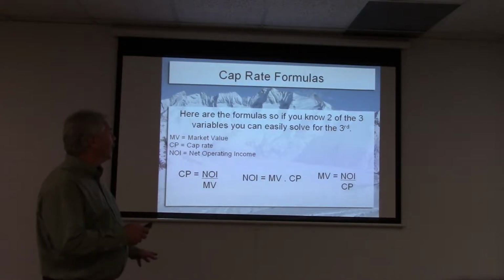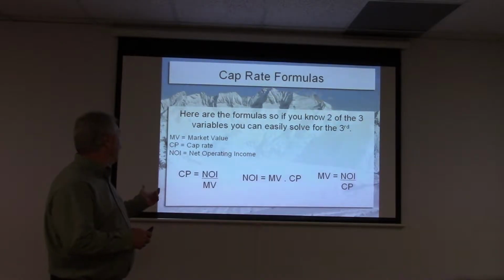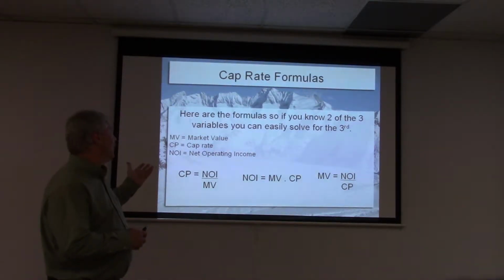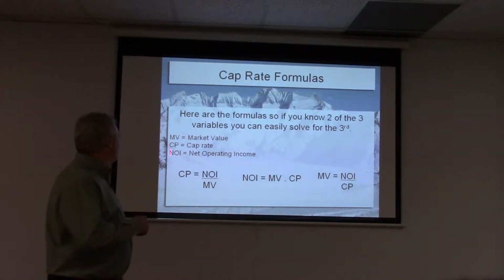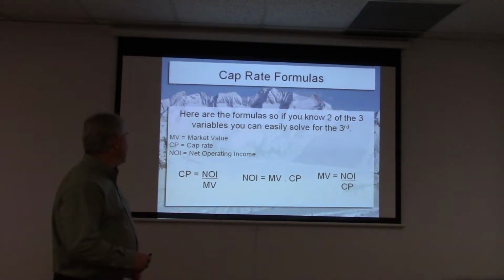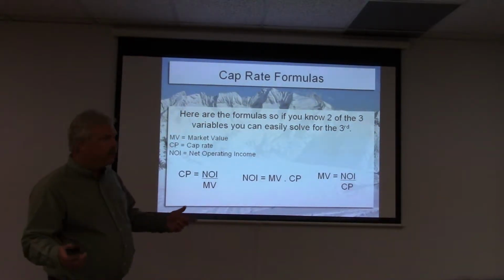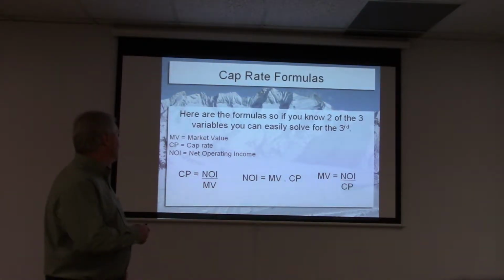And the cap rate, here are the formulas, and there's three of them because it's three variables that go into figuring out what the cap rate is, or if you want to determine a market value if you're selling a property, and what the net operating income should be, if you know the other two. So MV is market value, CP is the cap rate, NOI is the net operating income. With these acronyms, you will find on the internet, other people use different acronyms to represent the same thing. What's important here is the market value, cap rate, and the net operating income. But in this case, these are the acronyms that we're using.